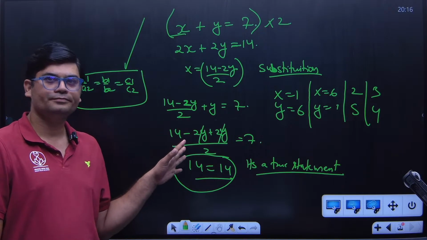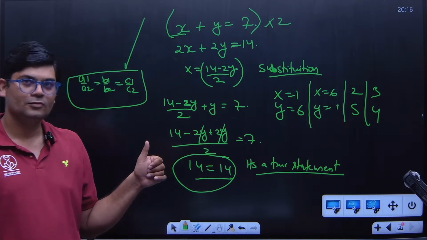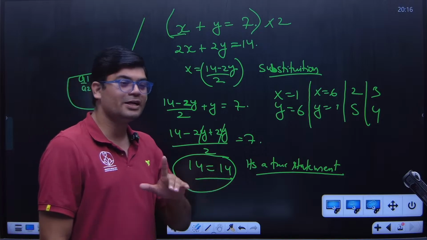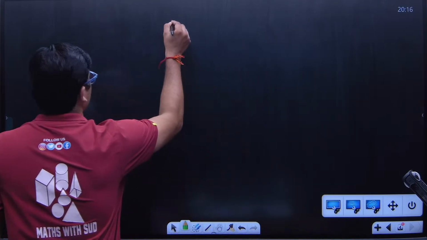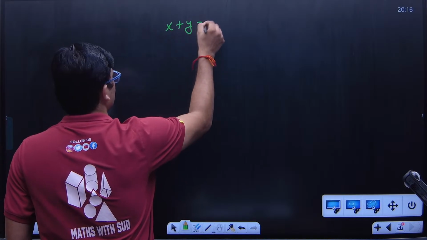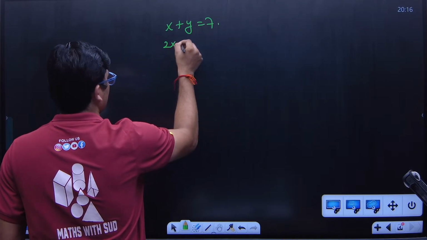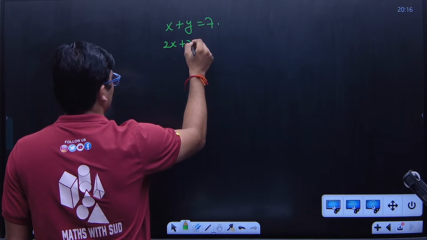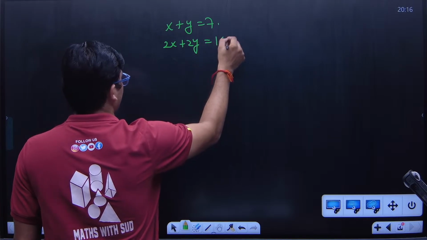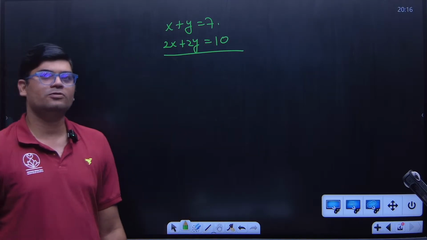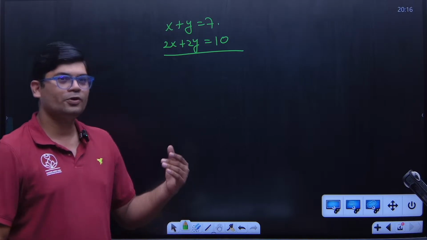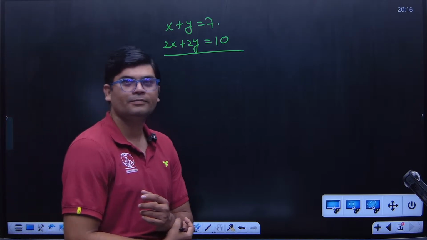Any doubt? No, sir. Okay, so this is the first kind of equation that you may come across for the tricking purpose. Then let me tell you another equation. x plus y is equal to 7, 2x plus 2y is equal to 10. Now let us solve this equation. Tell me how we are going to solve this. Now what are you going to do, which will you substitute?